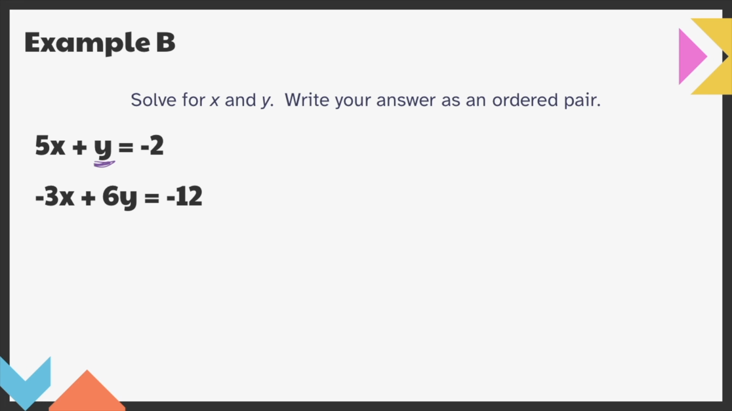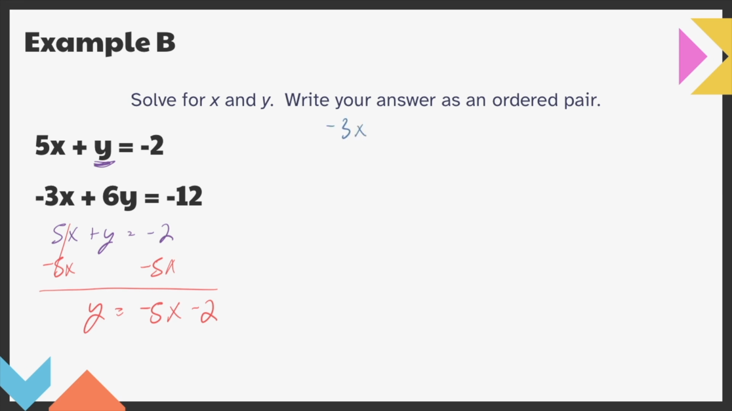So I'm going to try and get that y by itself. So I'm going to bring the 5x plus y equals negative 2 down. I'm going to go ahead and isolate that y by subtracting 5x on both sides. When I do that, these are going to cancel, leaving me with y equals negative 5x minus 2. So now that I've got that y isolated, I can substitute it back into the other equation. So I'm going to do that, substituting it for y.